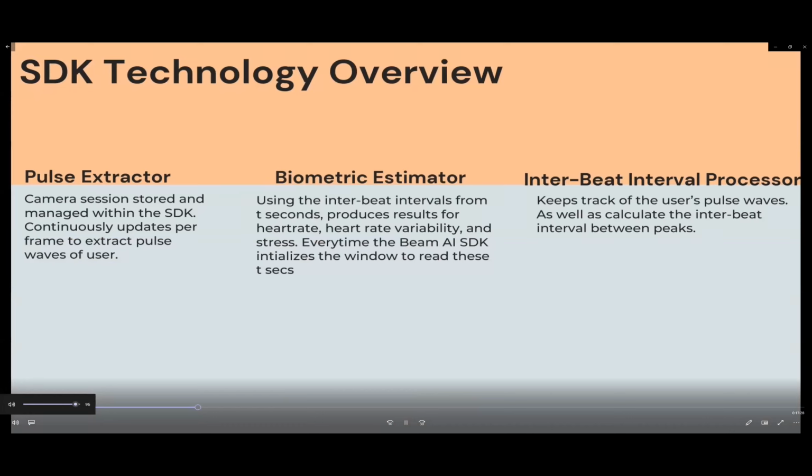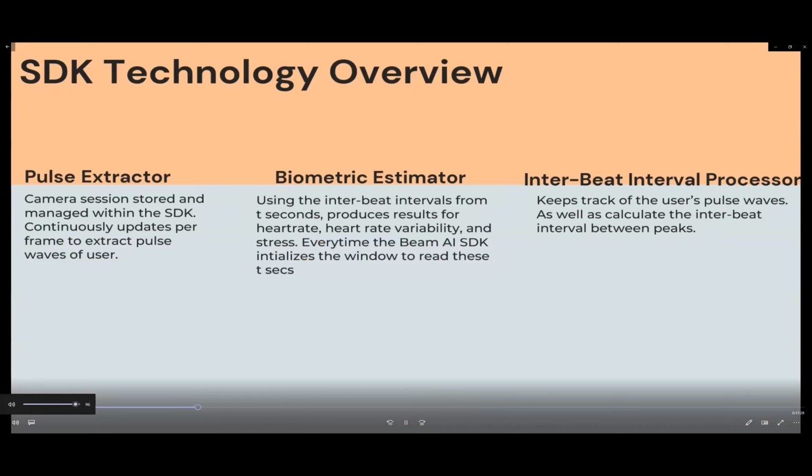And then with those wave pulses, we go to the interbeat interval processor, and this keeps track of all the user's pulse waves from the pulse extractor. It's going to calculate the interbeat intervals. So between every wave that the pulse extractor pulls out, it's going to find the difference between the peaks in every pulse, and this keeps the interbeat intervals. So, seeing the difference between 2 different waves, essentially, and finding where they peak and the intervals between those times.